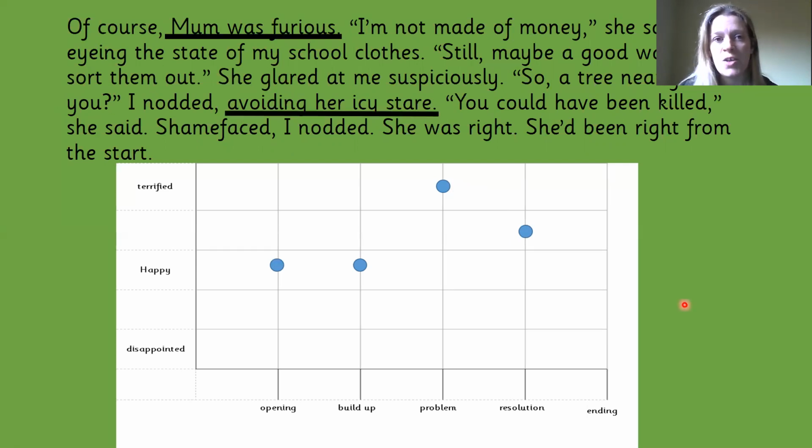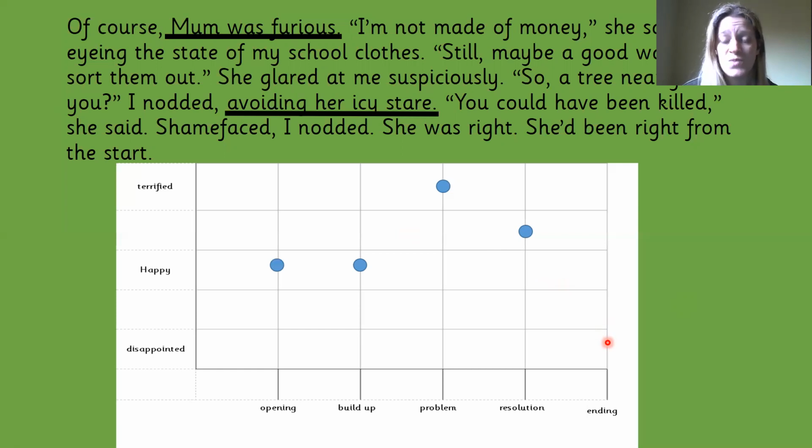So I'm highlighting a few words here. I've highlighted "Mum was furious", okay? So we're telling you how Mum feels in this, but we're thinking about how this is affecting Mitch. And I've highlighted "avoiding her icy stare". Now, he's obviously not happy that he's upset his mum because of the way that he's describing Mum being furious and how she's speaking to him, and the fact that he can't look at her. So he's avoiding looking at her because he's actually maybe not feeling scared anymore, not happy, but maybe feeling a bit disappointed in himself.